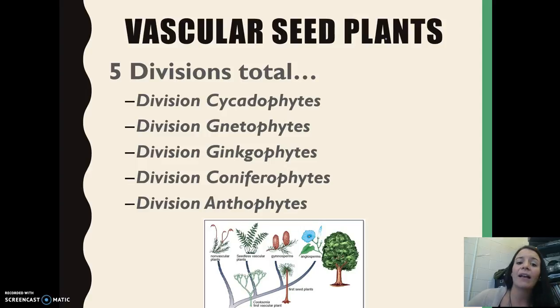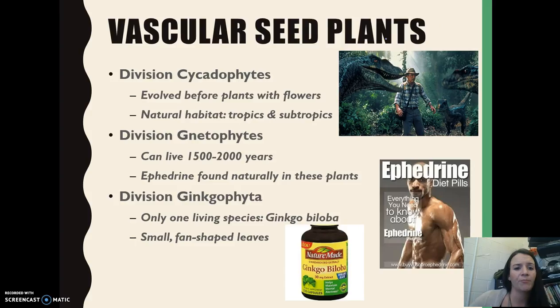Next then is our vascular seed plants, and there's 5 divisions that we're going to talk about. So these ones, each one may have something that's familiar to you. We'll see. So division cycadophytes, these evolved before plants with flowers. Their natural habitat is tropics, subtropics. These are things that you probably saw in the Jurassic Park movie or that they tried to represent.